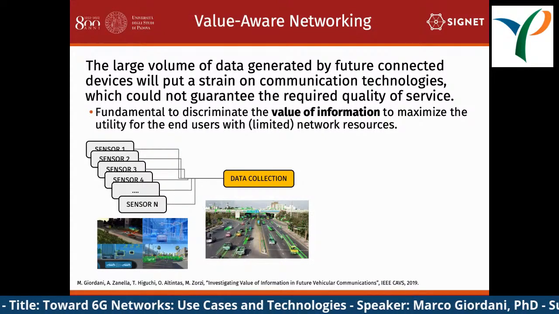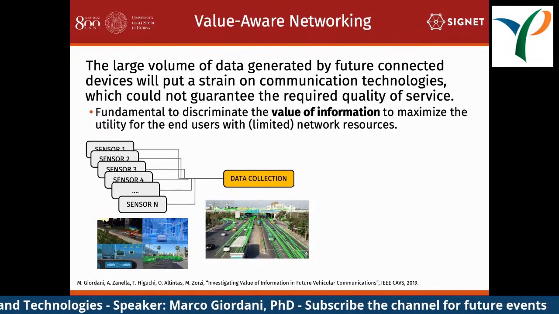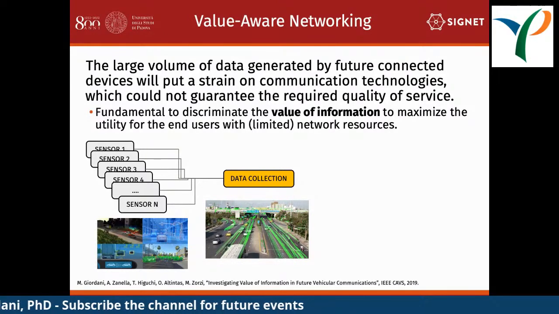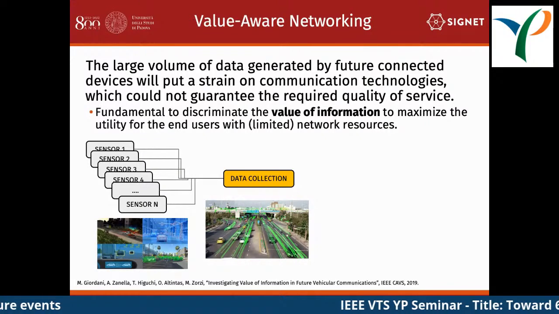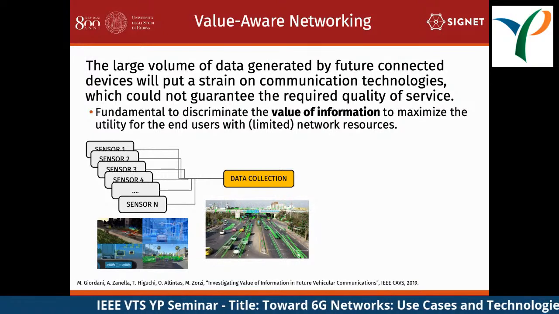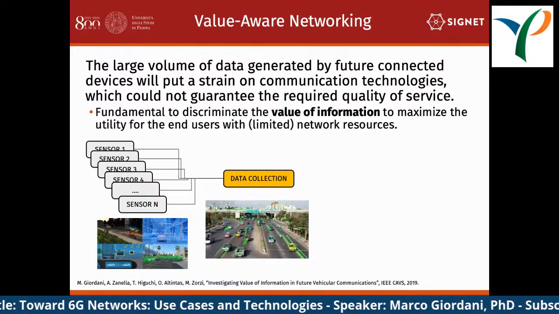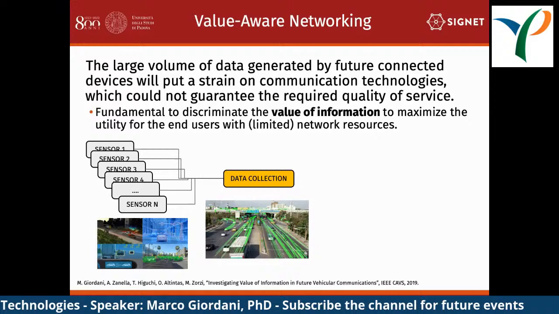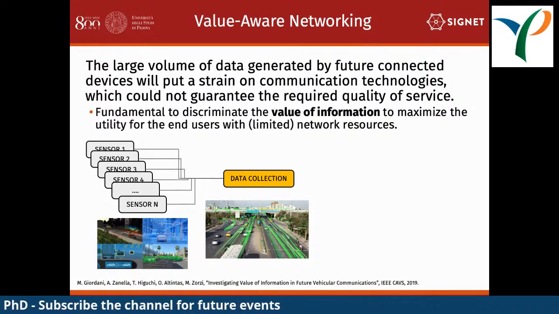The issue here is that we have several cars with several sensors, and all these cars will need to disseminate the results of their observations through their local sensors. And even if we increase the capacity of the channel by going into millimeter waves, for example, this might not be enough for allowing all vehicles to share all their sensor acquisitions. So the idea is to leverage the concept of value of information. Instead of sending everything, we should just send what's more important for the final receivers.